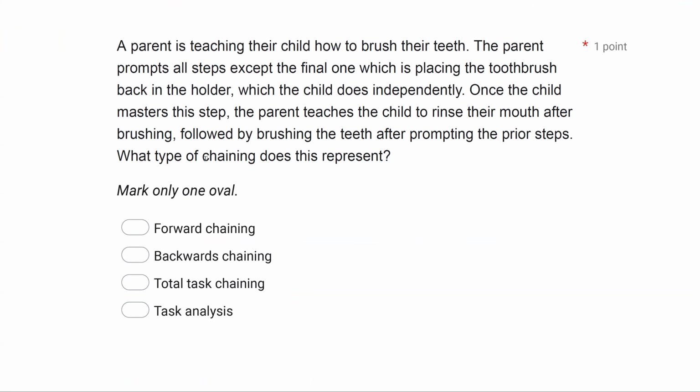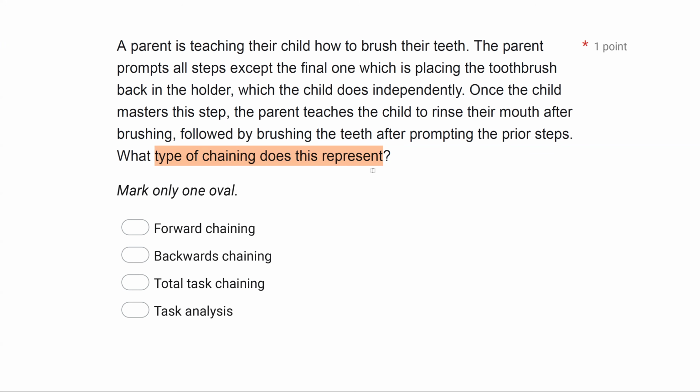We know it's a chaining question. What type of chaining does this represent? With our chaining, we're typically looking at forward chaining, backwards chaining, and total task chaining. We know with forward chaining, we're going to teach that first step in the beginning. With backwards chaining, we're going to teach the last step in the beginning. With total task chaining, we're teaching all steps.